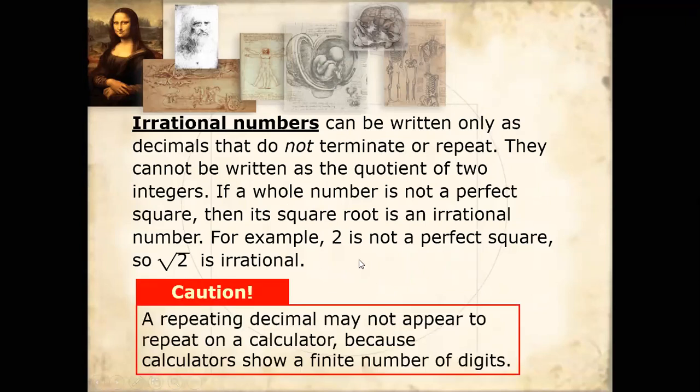Let's continue. Repeating decimals may not appear to repeat on a calculator because calculators show a finite number of digits, right? For a repeating decimal like 0.6666, the calculator shows a finite number of digits, and the screen gives you the last digit, but in fact it will continue.